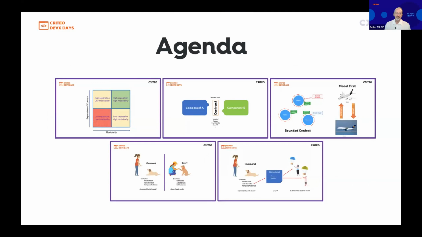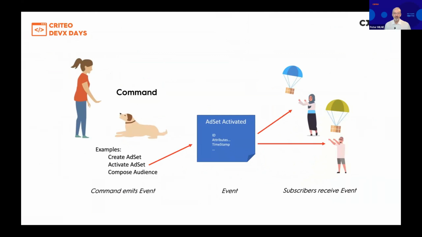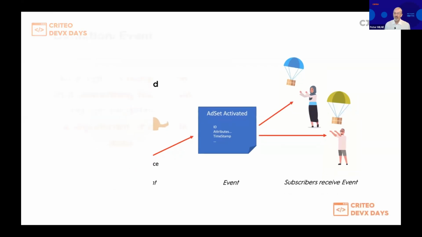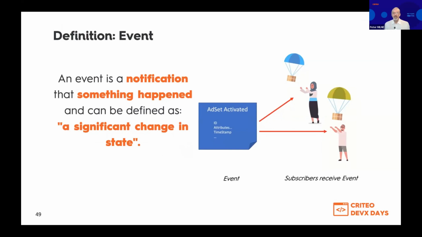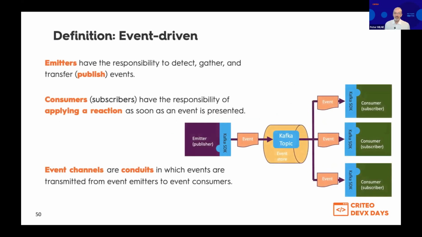Okay, so now let's talk about, I'm running out of time, but we'll talk about events. So in the graphic on the screen, you can see a command is being issued on the left-hand side to the dog, like activate ad set. And then when the ad set is activated, an event is emitted to anybody who's interested in receiving it. So by definition, an event is a significant change of state. It happens.